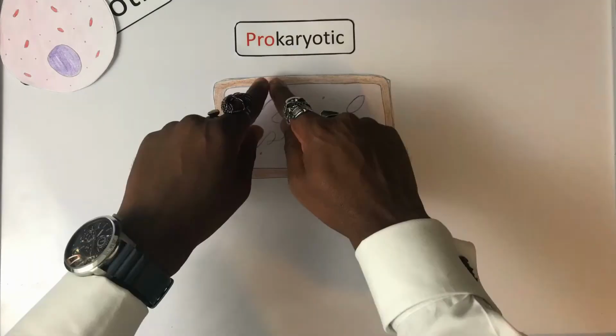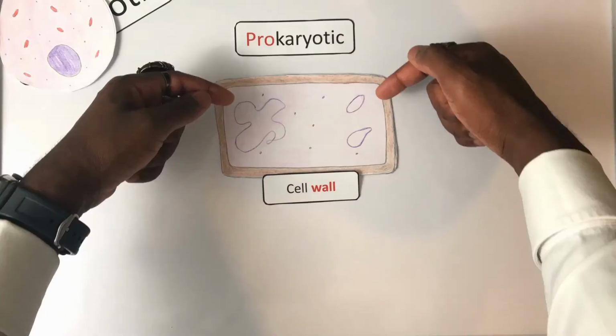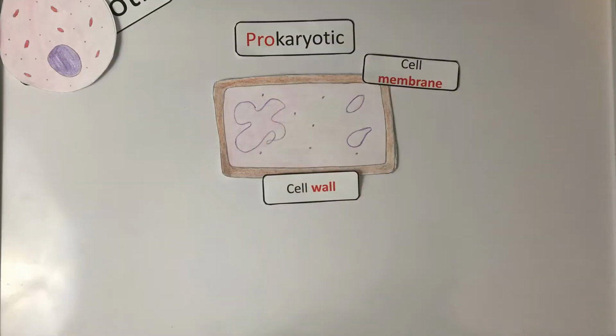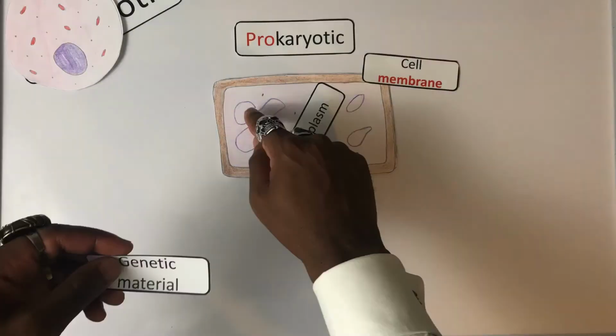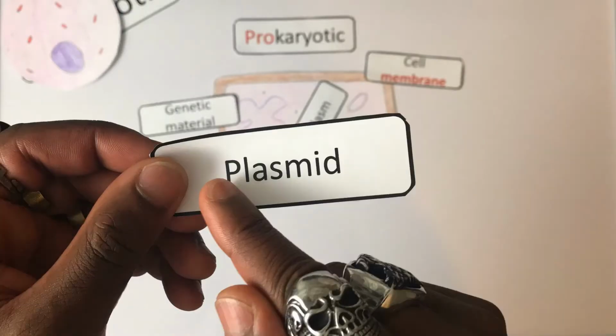Blams! The outer layer is your cell wall. This strengthens and supports the next layer, your cell membrane, which controls what goes inside and out. The cytoplasm is the jelly inside where the chemical reactions happen. This loop of DNA is the genetic material, and these circular rings are called plasmids.